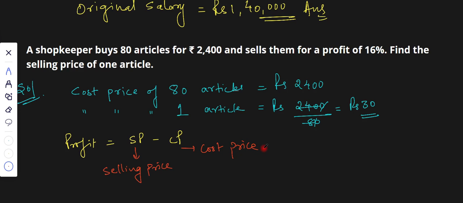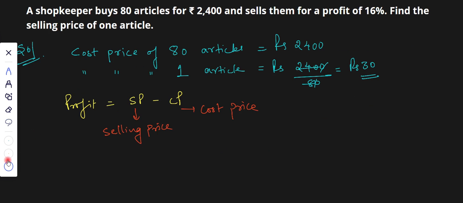So this is profit. Now what is profit percent? If you divide this expression by CP, you will get profit percent, right? So profit percent means profit divided by CP multiplied by 100. So this is profit percent. Now profit percent is given to you in the question, that is 16%, right? So find the cost price of one article.